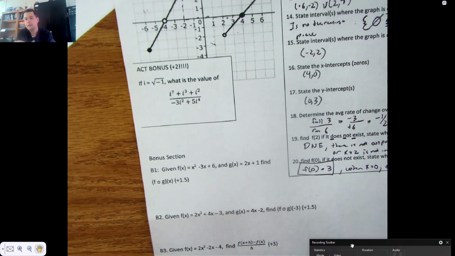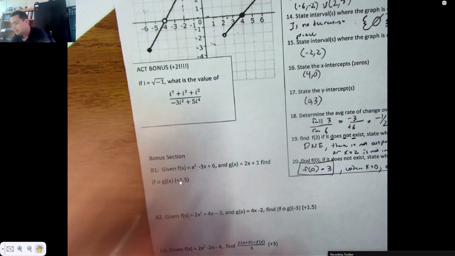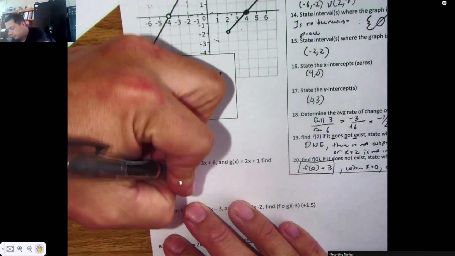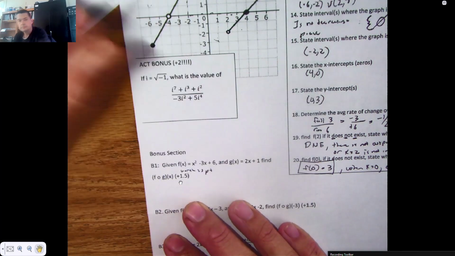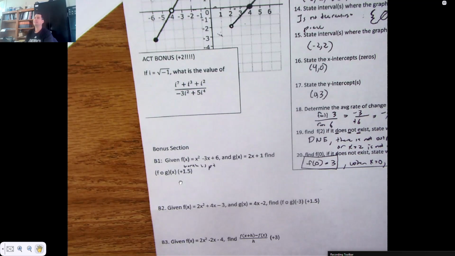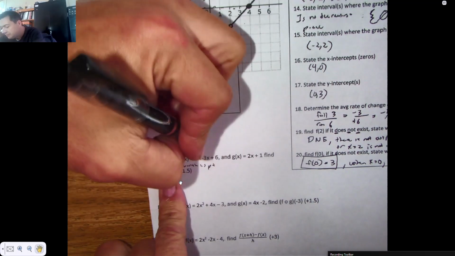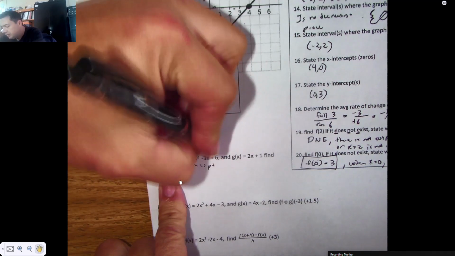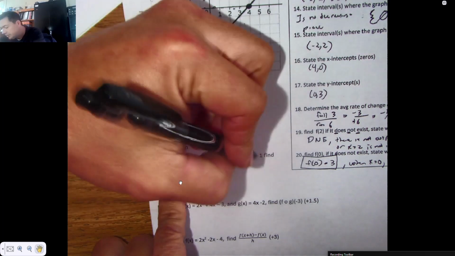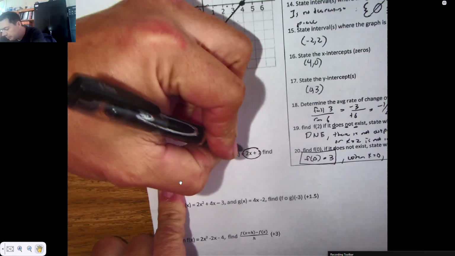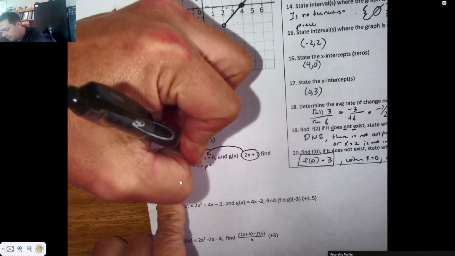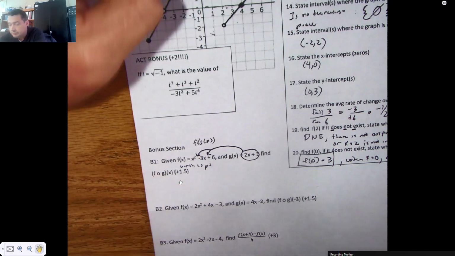A couple of you honors kids try to do bonus 1 with this plus point. This is what it's worth. It's worth 1.5 points. You tried to do something else. Tried to plug it in. It's worth 1.5 points. This is f of g of x, which is f composed with g of x. That means you're going to take all of g and put it there and put it there. That's all it is.